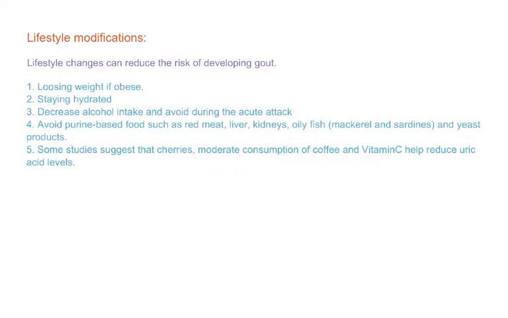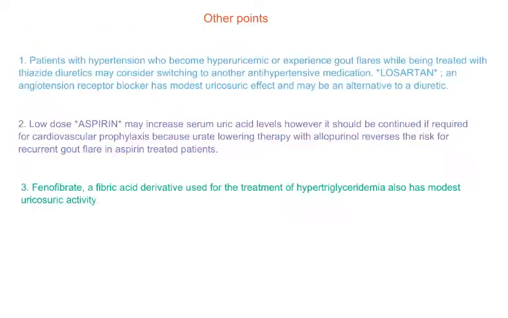Other than pharmacological treatment of chronic gout, lifestyle changes can also reduce the risk of developing gout, which include losing weight if obese, staying hydrated, decrease alcohol intake and avoid during the acute attack, avoid purine-based food such as red meat, liver, kidneys, oily fish, and yeast products. Some studies suggest that cherries, moderate consumption of coffee, and vitamin C help reduce uric acid levels.